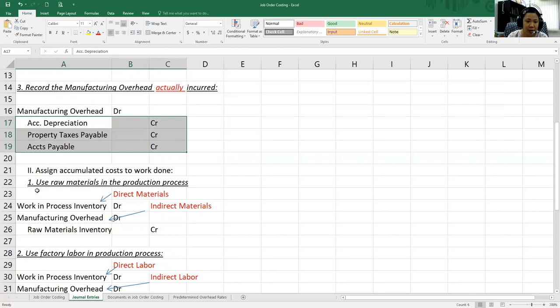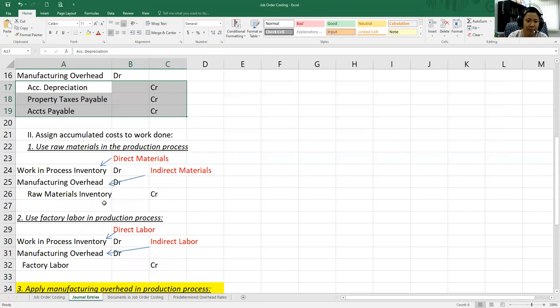Next. When we use the raw material in the production process, this one you have to be careful. You will debit work in process inventory for the direct materials. Debit manufacturing overhead for the indirect material. Normally the question will give us something like factory general use, how much money, and that will be the indirect materials. And we're going to credit raw material inventory because we use the raw material in the production process.